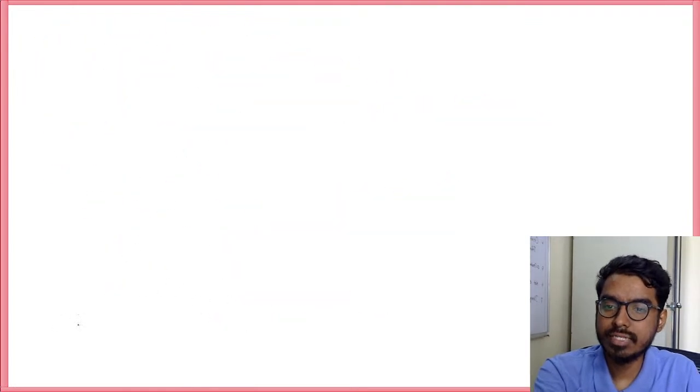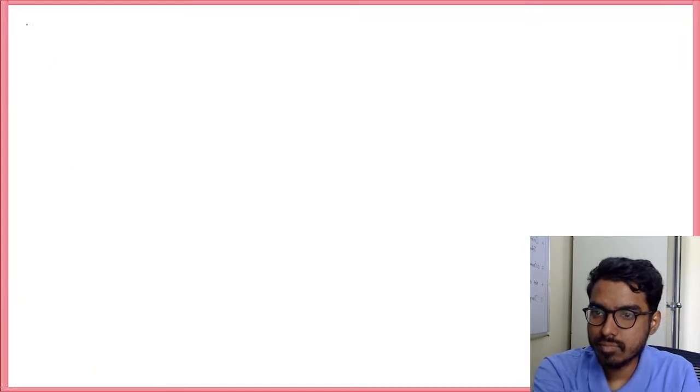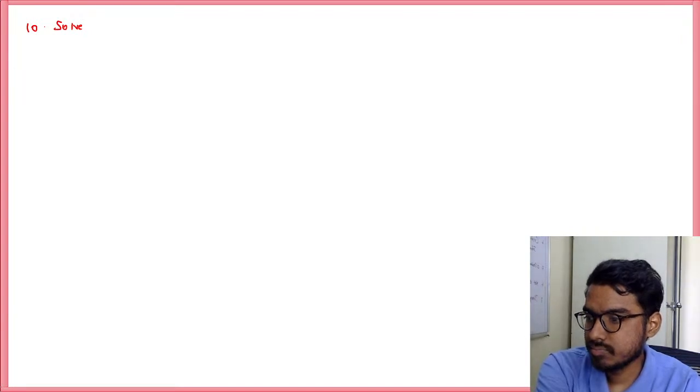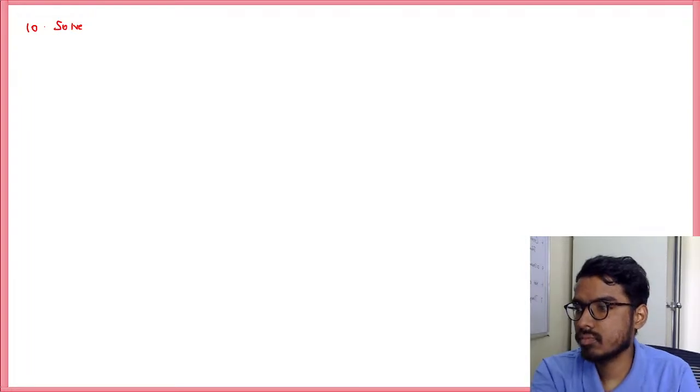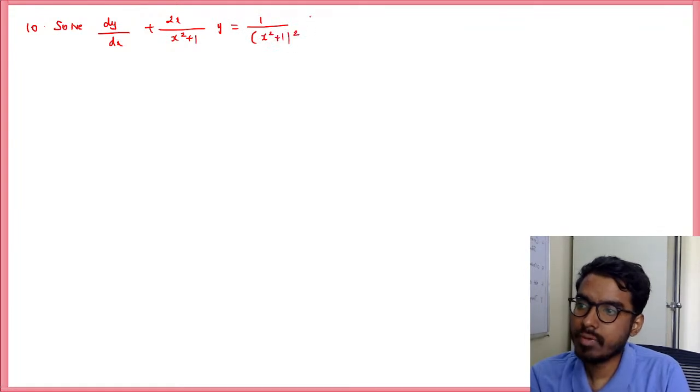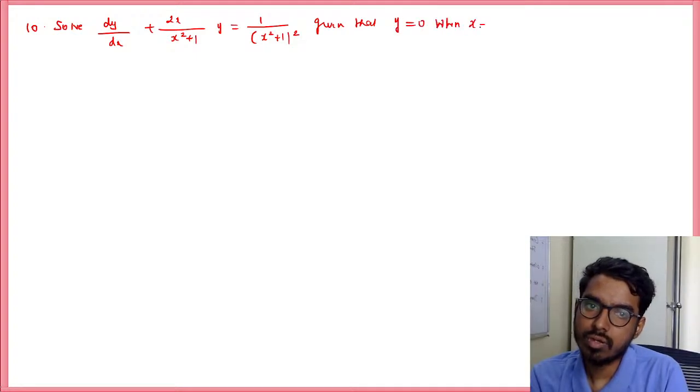We'll move on to the 10th problem. Solve dy by dx plus 2x by x square plus 1 into y equal to 1 divided by x square plus 1 whole square, given that y is equal to 0 when x is equal to 1.